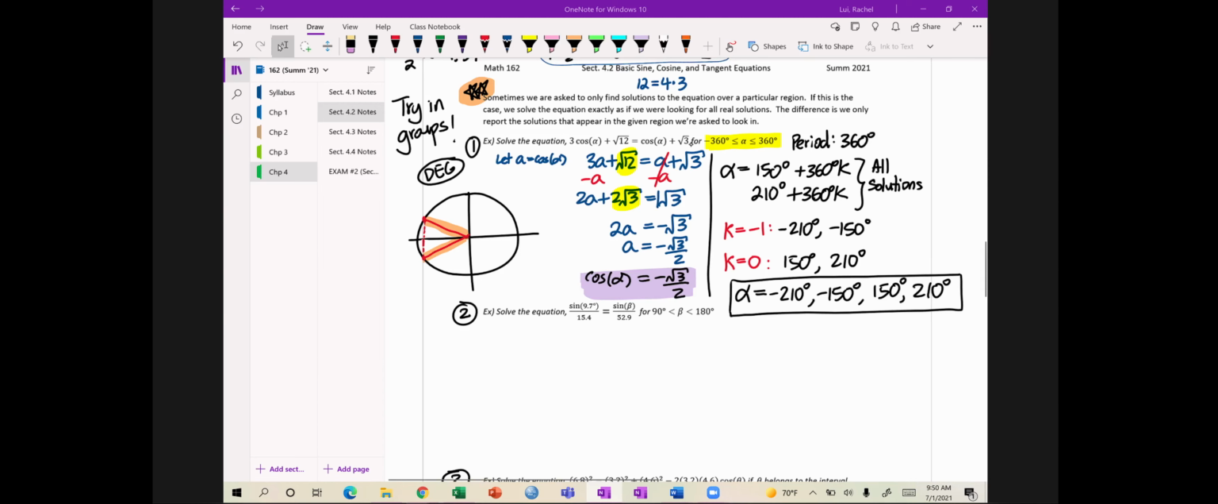So I think a common error that I saw is students isolated cosine of alpha and maybe got root 3 over 2, missing the negative sign. The reason why we have negative is because 1 root 3 minus 2 root 3, 1 banana minus 2 bananas, we have negative banana. 1 minus 2 is negative 1. So that's why cosine of alpha ends up being negative root 3 over 2. So alpha is either 150 degrees or 210 degrees plus period times k to each solution.